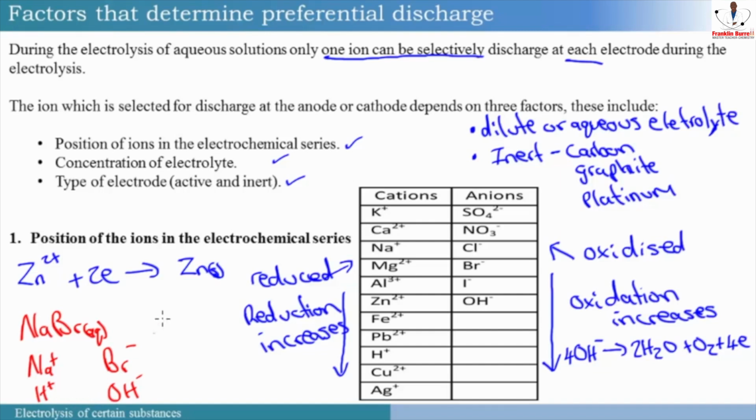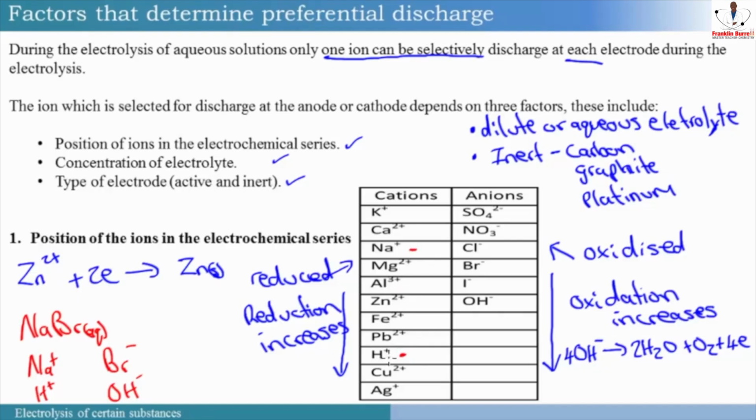So in terms of the position now, you would look to see where is the H+ with respect to the Na+, or where is the OH- with respect to the Br-. Let's check to see if Na is below H or H is below Na. If you look in the series here, you'll see we have H+ here and Na here.